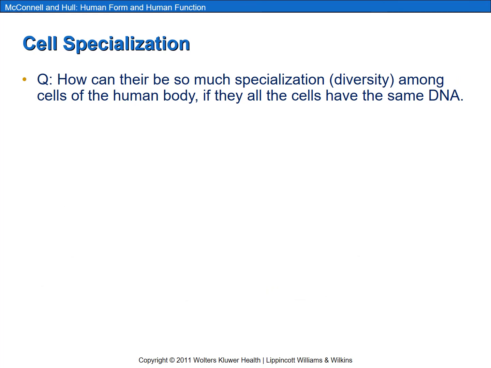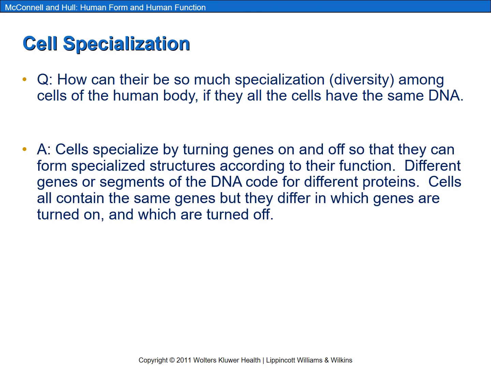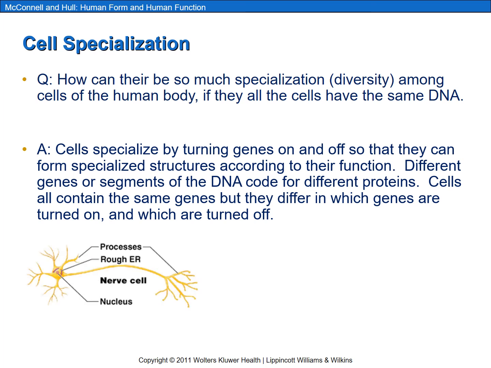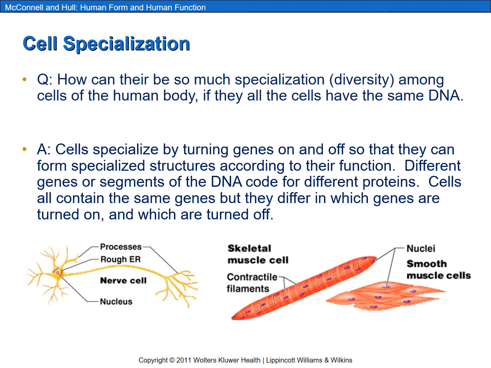So the obvious question is, how can there be so much specialization or diversity among cells of the human body if they all contain the same DNA? The answer is cells specialize by turning genes on and off so that they can form specialized structures according to their function. In other words, different genes or segments of the DNA code for different proteins. Cells all contain the same genes, but they differ in which genes are turned on and which genes are turned off. For example, a neuron activates genes that code for proteins related to neuron tasks, and avoids activating genes that code for proteins that would perform skeletal or smooth muscle tasks.